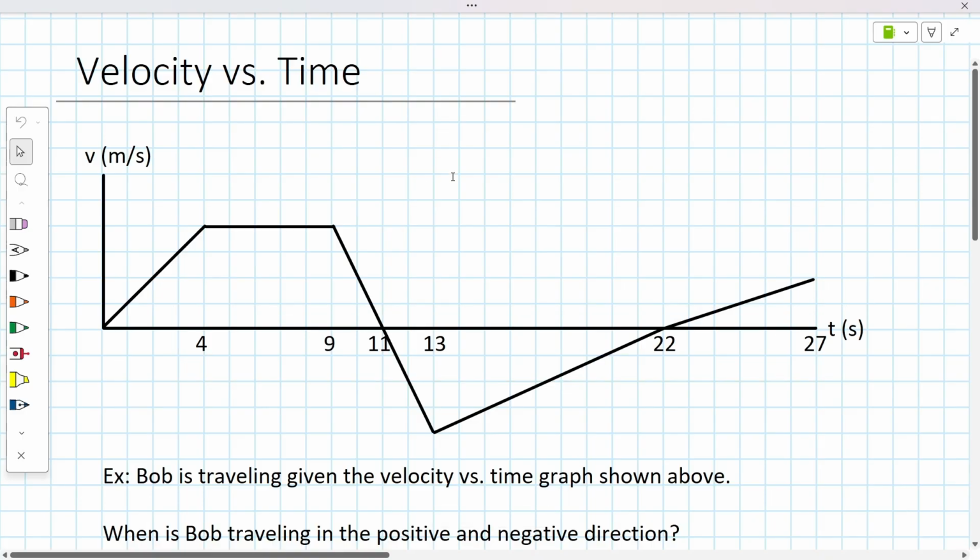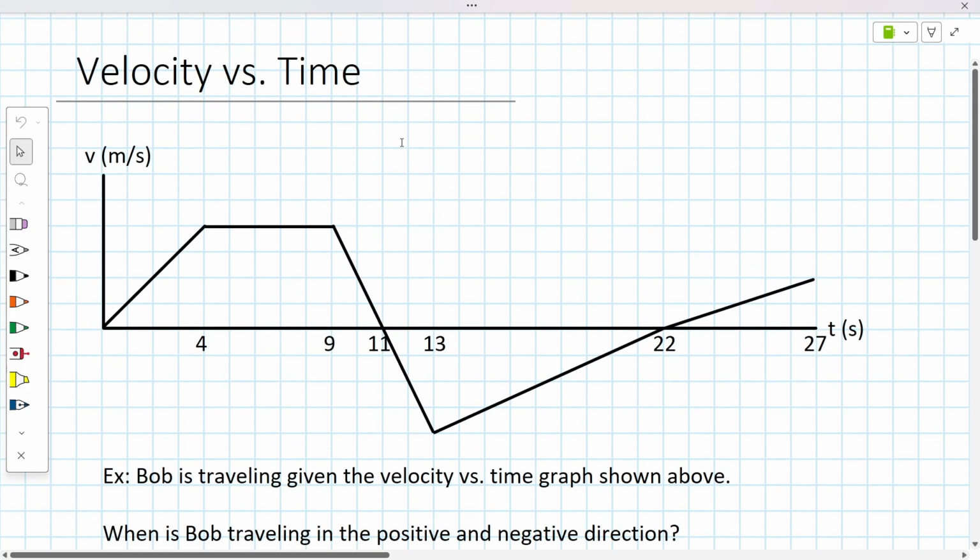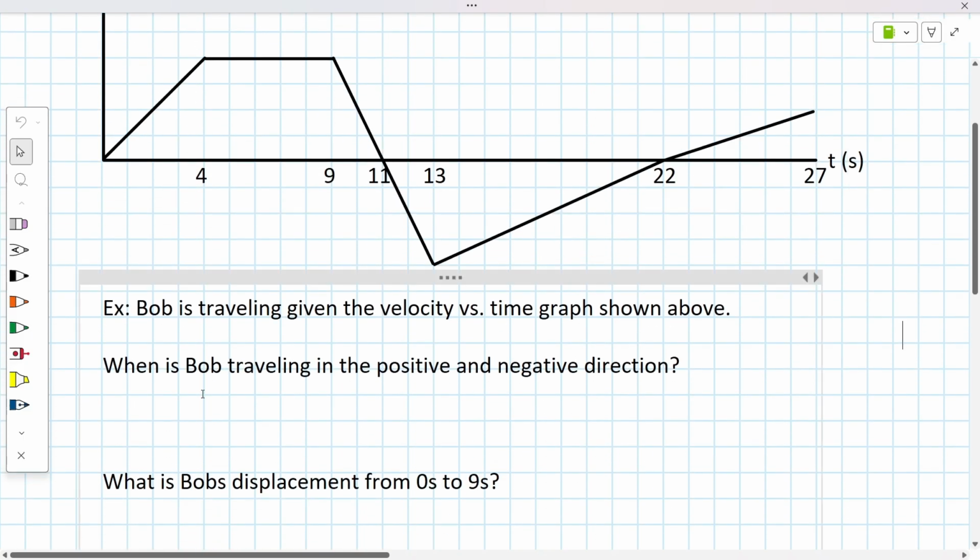Alright, one final thing is the velocity versus time graph and some questions with that. This can be pretty tricky, I think, and it can take some getting used to understand how to read these graphs and what they are actually showing. So let's go through some examples. We see Bob's traveling, giving the velocity time graph shown above. Alright, so when is Bob traveling in the positive and negative direction?